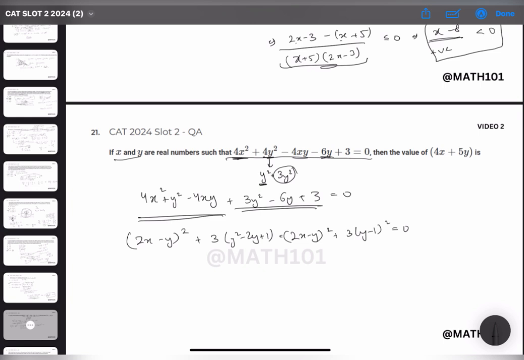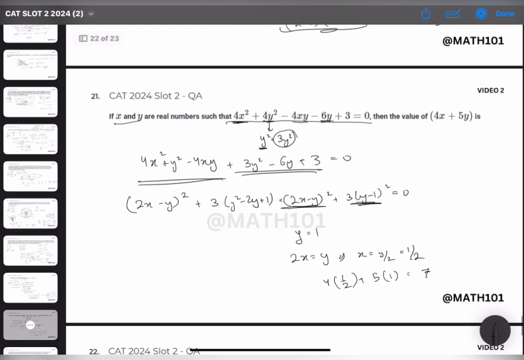As x and y are real numbers, this thing is real, this thing is real, so this square, this is positive and this is positive. At least they are greater than equals to 0. So if their sum is 0, both of these terms individually have to be 0. So y is equals to 1, 2x is equals to y, which implies x is equals to y by 2, which is equals to half. So 4x plus 5y is 4 into half plus 5 into 1 is 2 plus 5, 7. So the answer is 7.